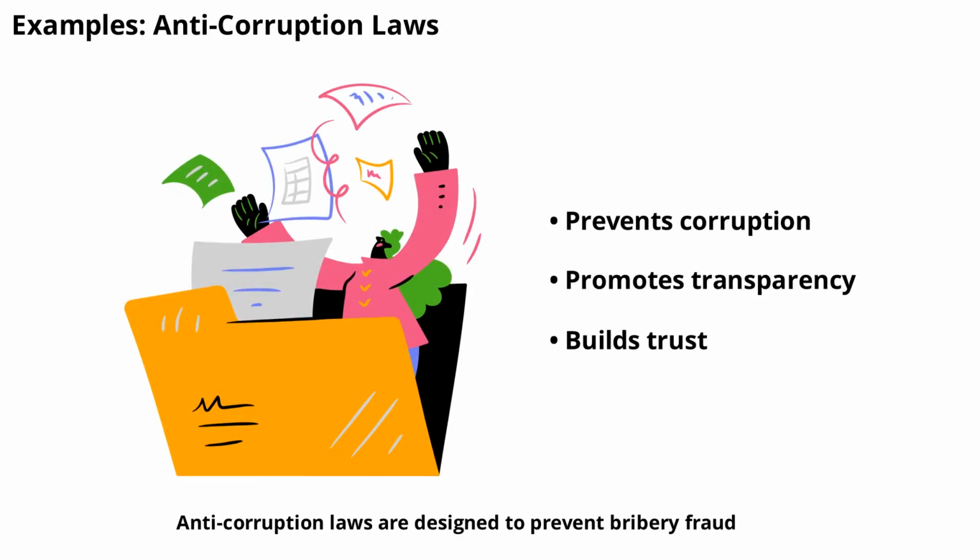Anti-corruption laws are designed to prevent bribery, fraud, and abuse of power. These rules promote transparency and accountability in government and business. By enforcing anti-corruption laws, governments build public trust and support good governance.